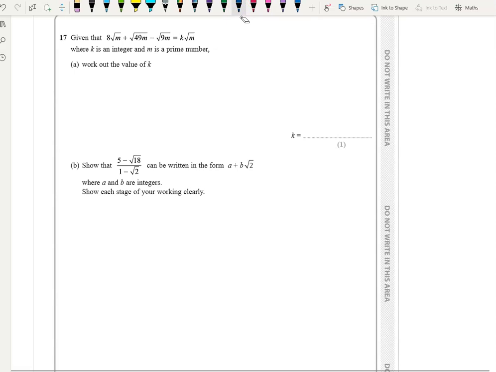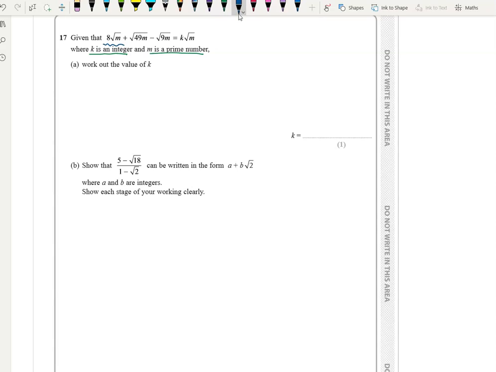Hello everyone, welcome back. Question number 17. Given that 8 root m plus root 49m minus root 9m equals k root m, where k is an integer and m is a prime number, the question is to work out the value of k.